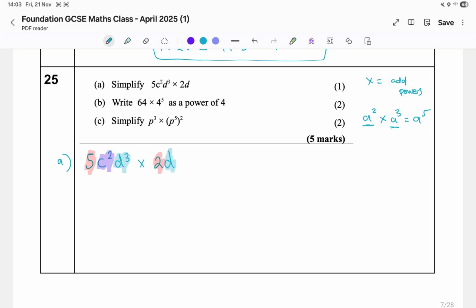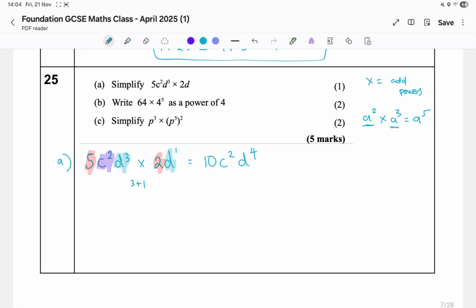So I can see 5 times 2 is 10. C squared, we've got nothing to times that by, so that's going to stay the same. D cubed times d to the power of 1. There's always a secret 1 if nothing is written. So when you times, you add the powers, so that's going to be 3 plus 1, so d to the power of 4.